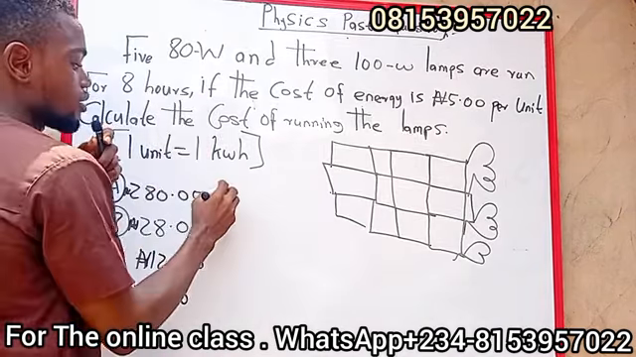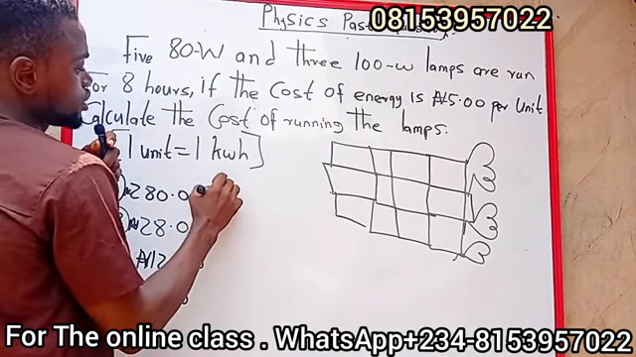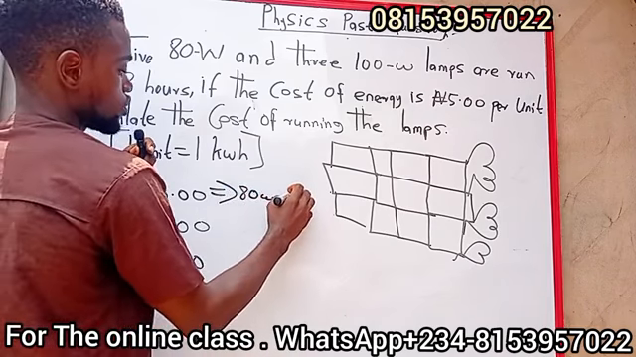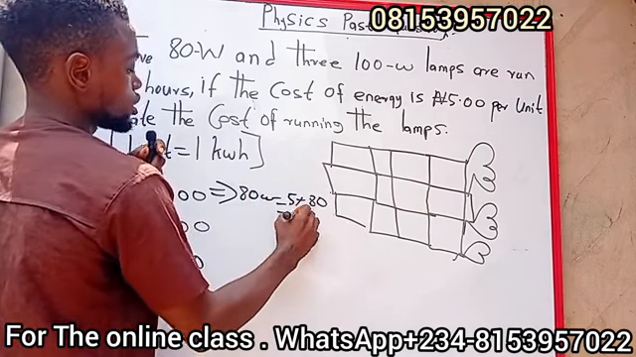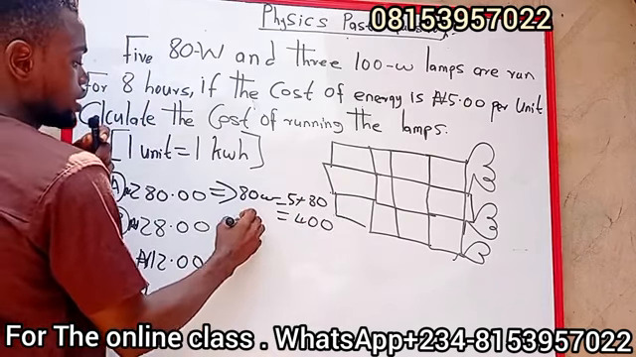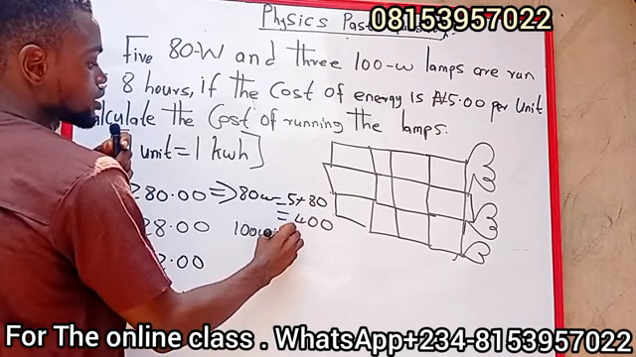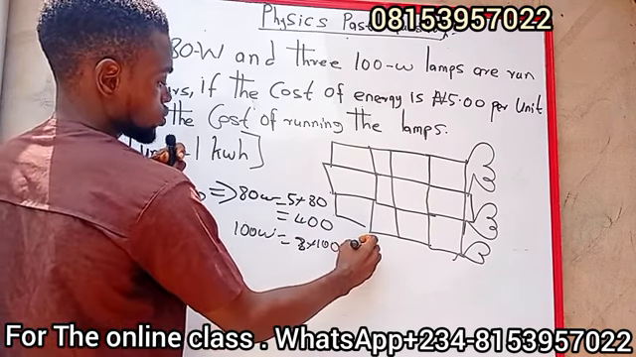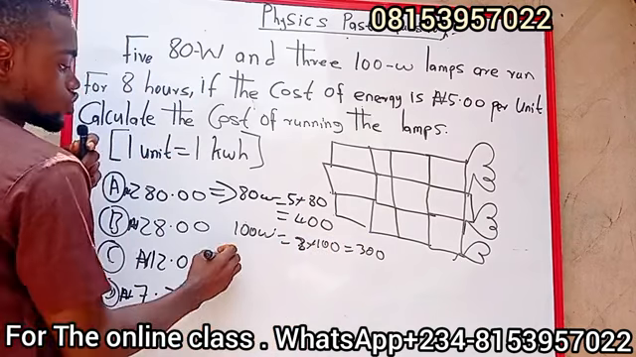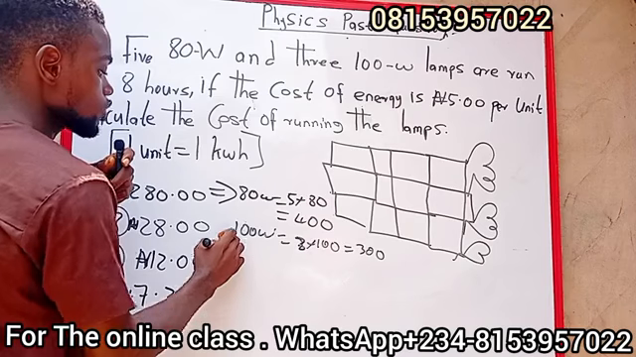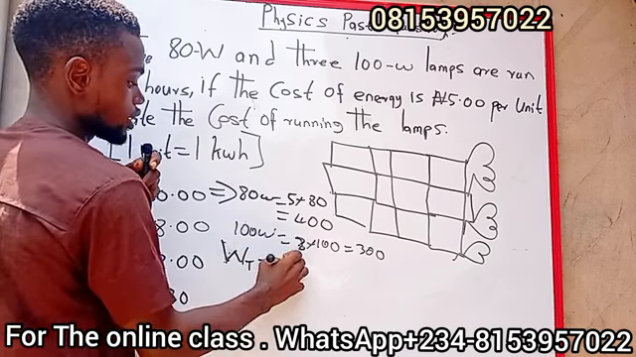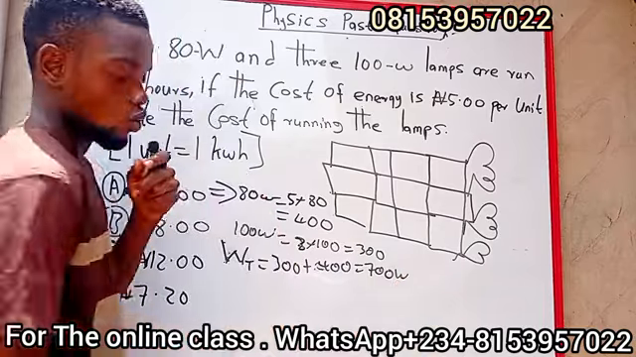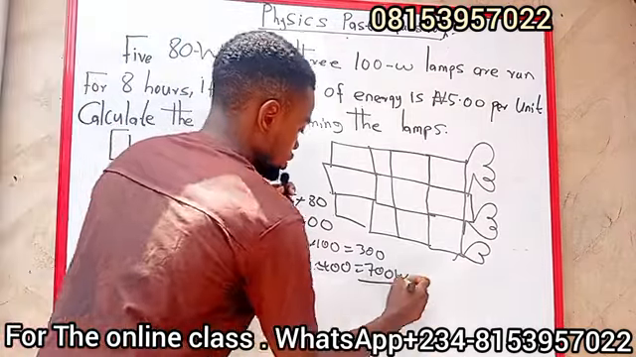Now, the lamps that are 80 watts are 5. So 80 watts times 5 is equal to 400. And those that are rated 100 watts are 3. So 3 times 100, as simple as that, is equal to 300. Now we add them together, so the total watts is equal to 300 plus 400, which is 700. 700 what? Watts.